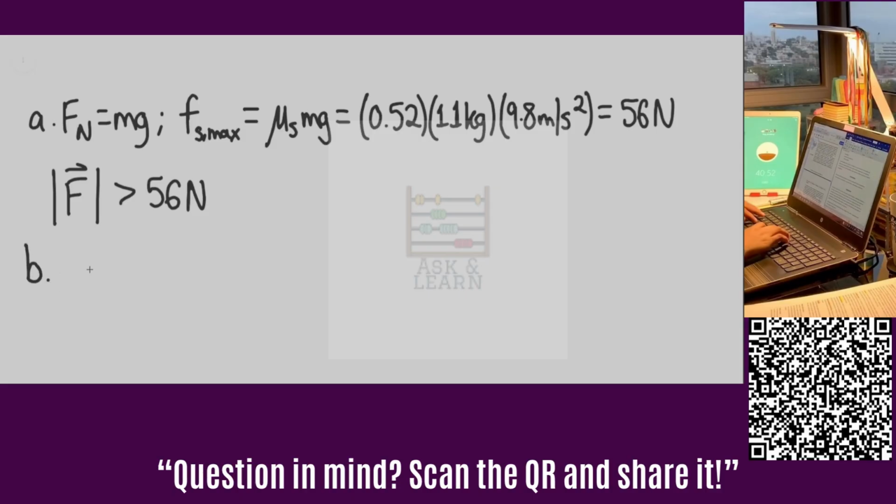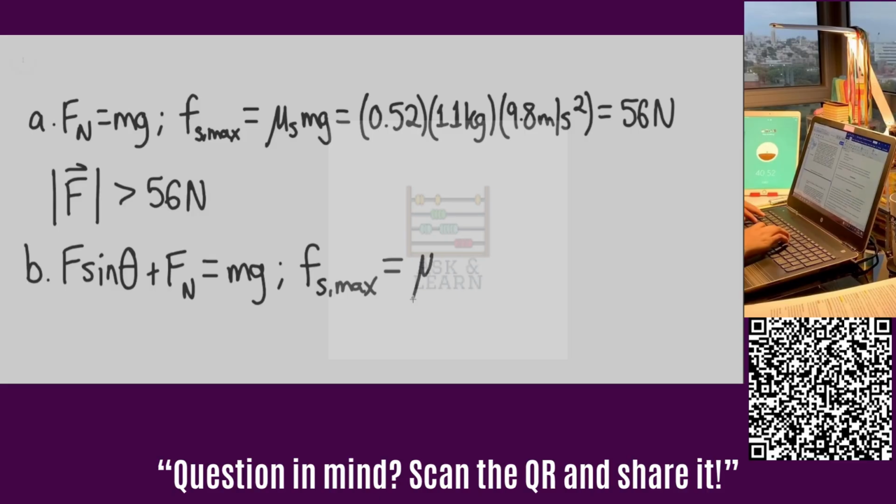For part B, we know that we're going to apply Newton's second law in the y direction. So F sine of theta plus the normal force is going to be equal to mg, or we can simply say that the maximum static frictional force will be equal to the coefficient of static friction multiplied by mg minus F sine of theta.